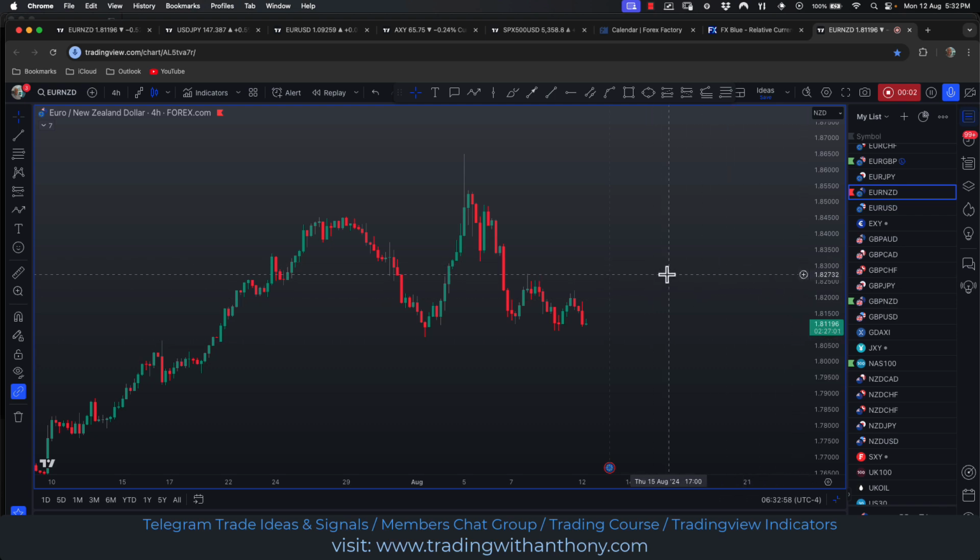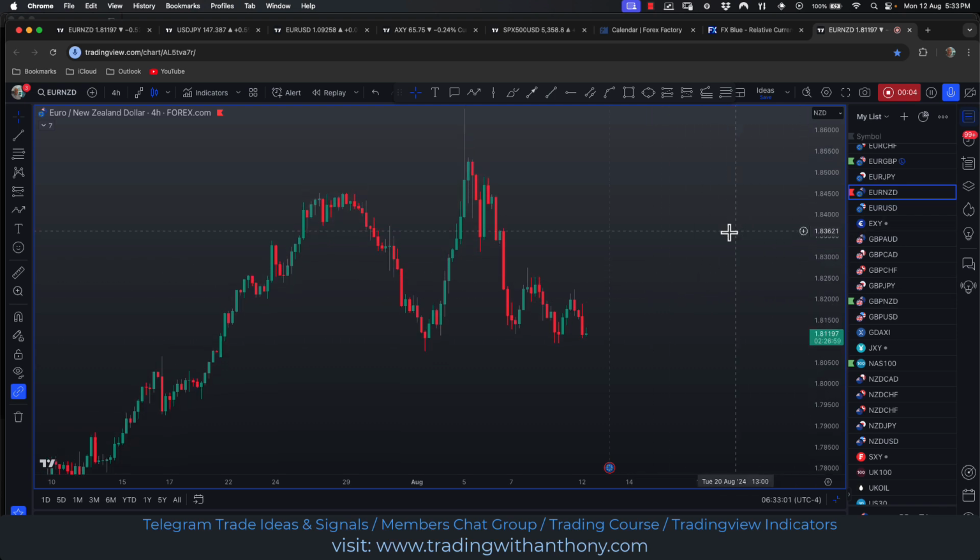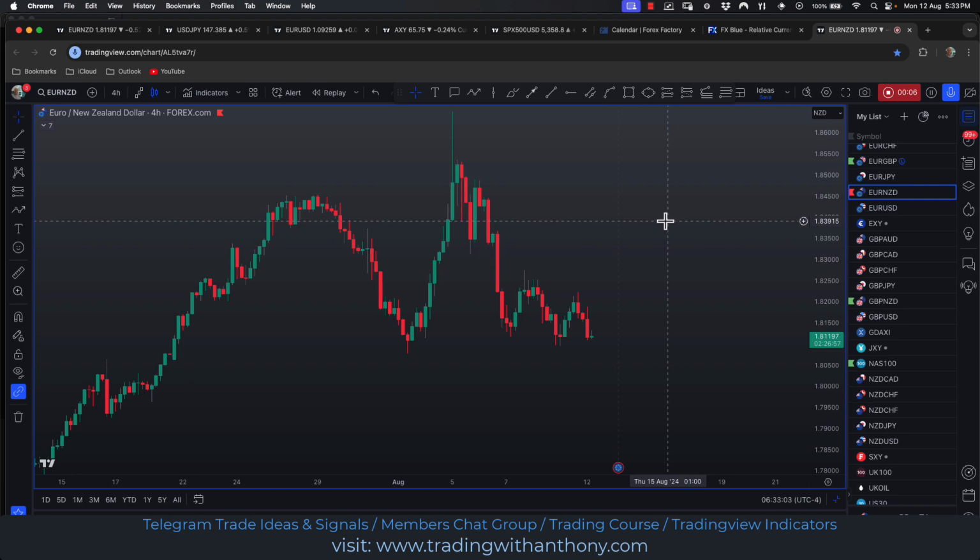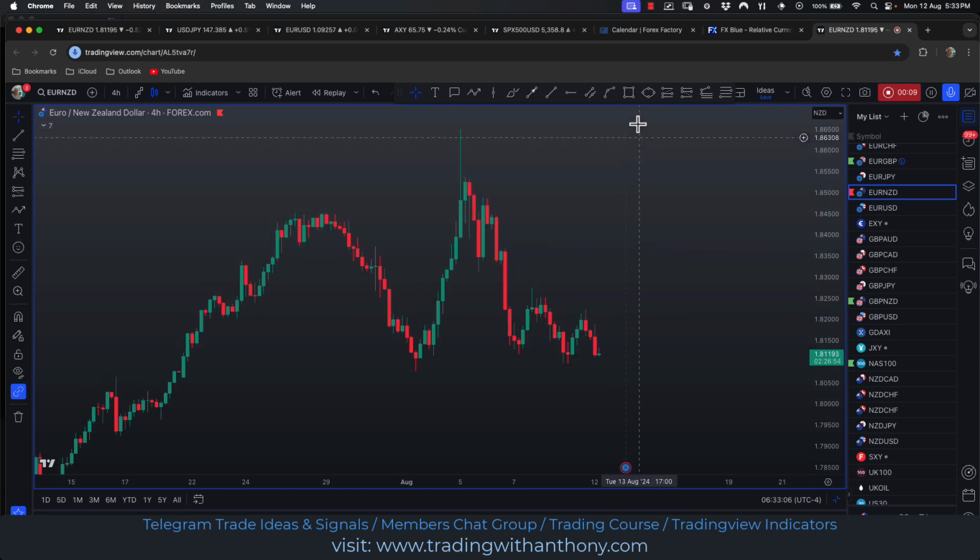Traders, I'm looking at the Euro Kiwi. We have it on a 4-hour chart here. A couple of things about this. We have an imbalance above. It could be a potential target at some stage. Two of them, in fact.